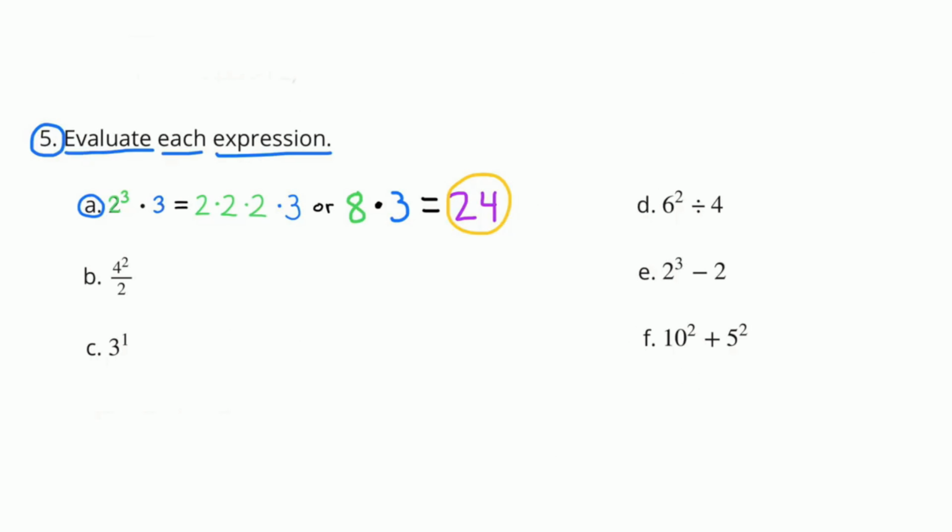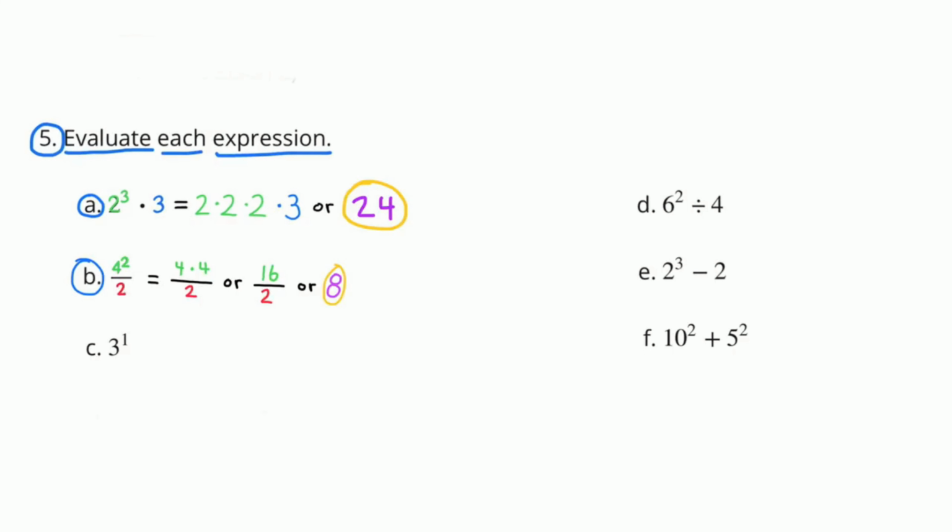Number 5. Evaluate each expression. A. 2 to the 3rd power times 3. That's 2 times 2 times 2 times 3, or 8 times 3. And 8 times 3 is 24. B. 4 to the 2nd power over 2. That equals 4 times 4 over 2, or 16 over 2. And 16 over 2 means 16 divided by 2, which equals 8.